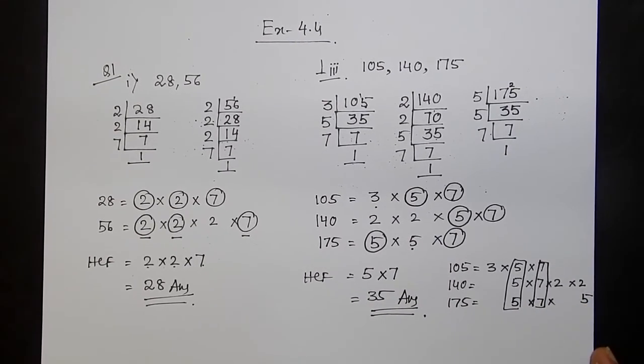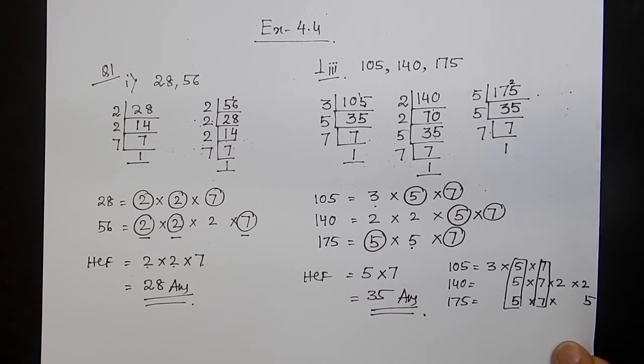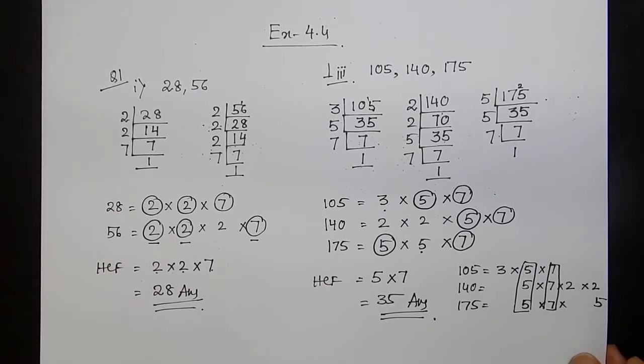Okay, whichever you feel is easy for you, you go for that method. So this was the prime factorization method. Now we will do the division method. For doing the division method, we will take up question number 2 from exercise 4.4.